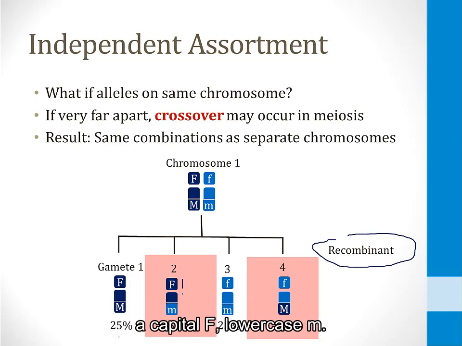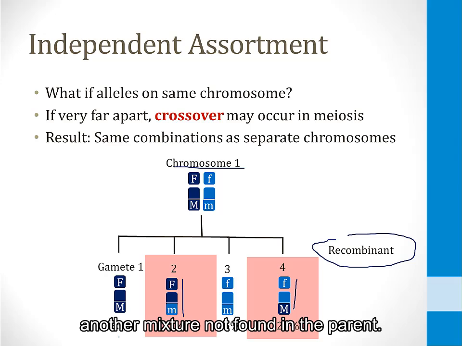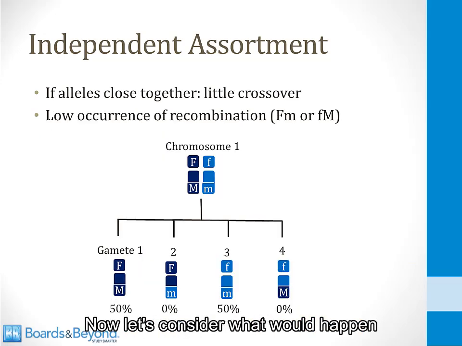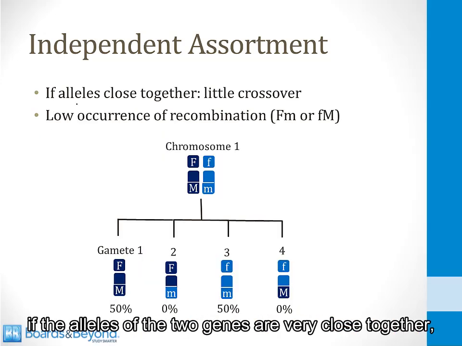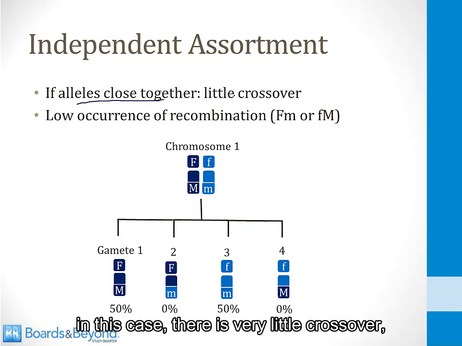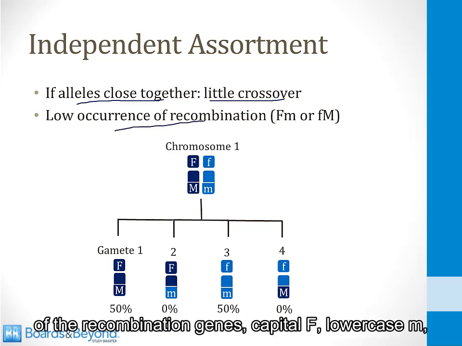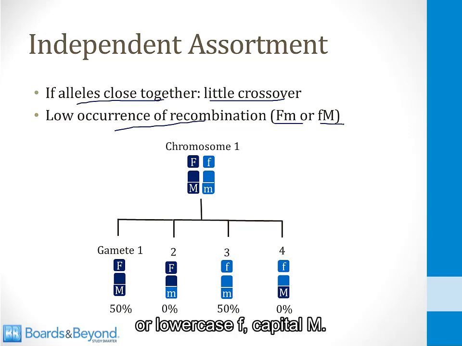In other words, a capital F, lowercase m, this is a mixture of F and M genes that was not found in the parent, or a lowercase f, capital M, another mixture not found in the parent. Now let's consider what would happen if the alleles of the two genes are very close together. In this case, there is very little crossover, and there will be a low occurrence of the recombination genes, capital F, lowercase m, or lowercase f, capital M.